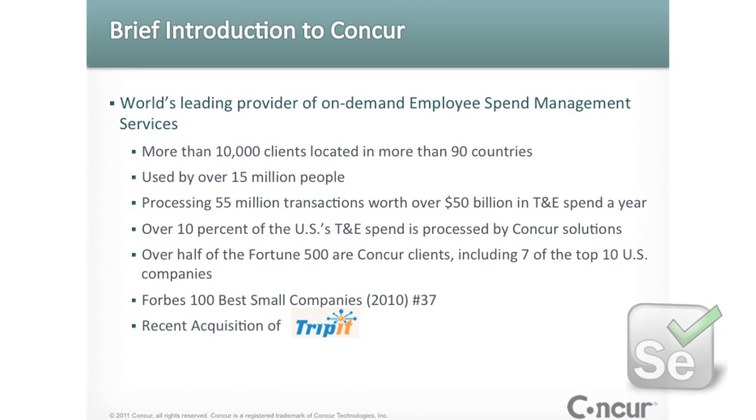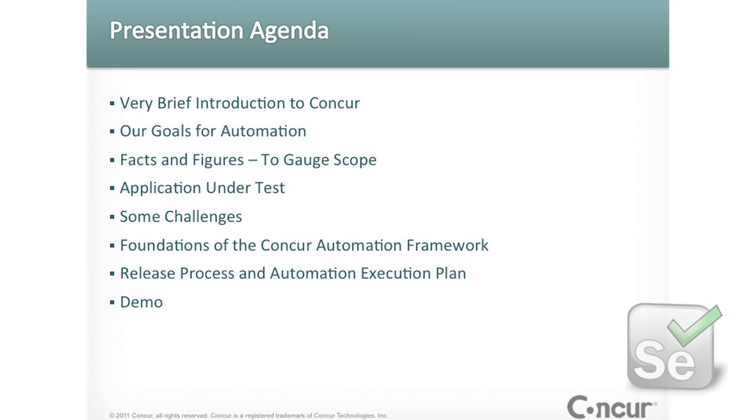So before I get too far, just a brief introduction to Concur. If you don't know who Concur is, I'm kind of required to put the slide up here. Then I'll go through what our goals for automation are, some of our facts and figures, to gauge the scope of our deployment so you have some idea of how it compares to what you might be trying to do. A little bit of information about our application under test, and some of the challenges we face. Then we'll talk about some of the core components of our framework. Okay.